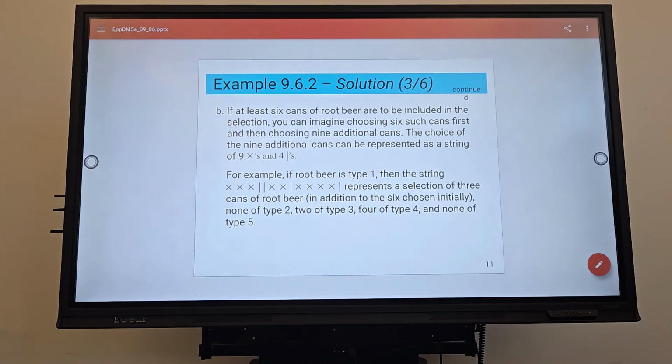Part B: if at least 6 cans of root beer are to be included in the selection, you can imagine choosing 6 such cans first, and then choosing 9 additional cans. The choice of the 9 additional cans can be represented as a string of 9 X's and 4 vertical bars. For example, if root beer is type 1, then the string here represents a selection of 3 cans of root beer in addition to the 6 cans originally chosen, and none of type 2, 2 of type 3, 4 of type 4, and none of type 5.